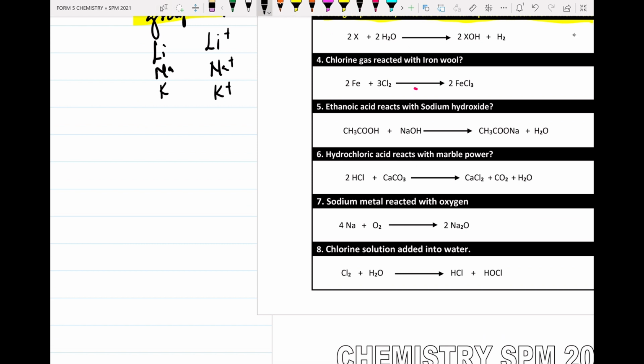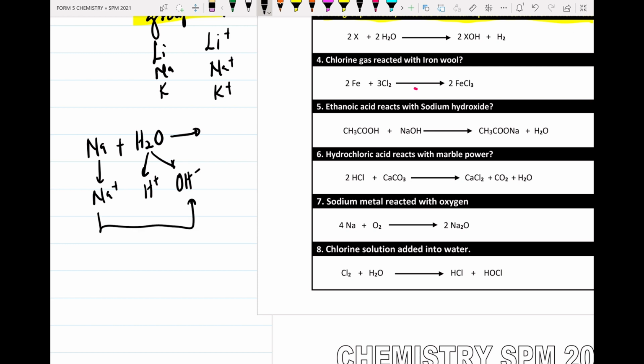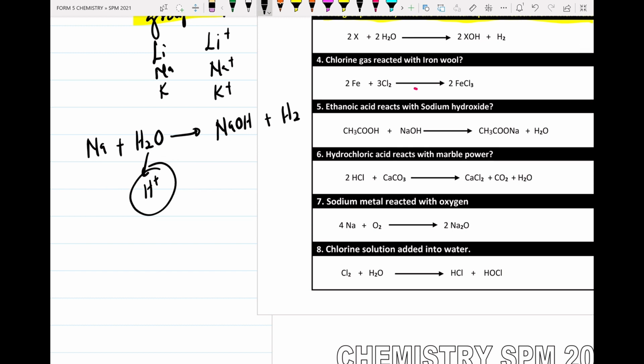If, for example, in the exam they give us sodium reacts with water, how do we get the product? Take out the Na+, hydrogen ion and hydroxide ion. During the chemical reaction, sodium ion joins with hydroxide ion, so we get sodium hydroxide, and erase this one. When hydrogen ion is single covalent, you put hydrogen gas here.